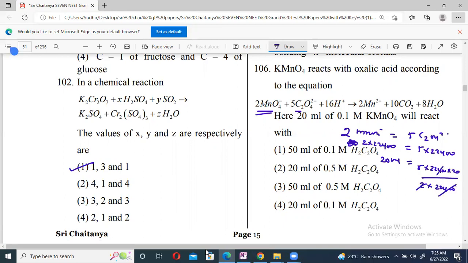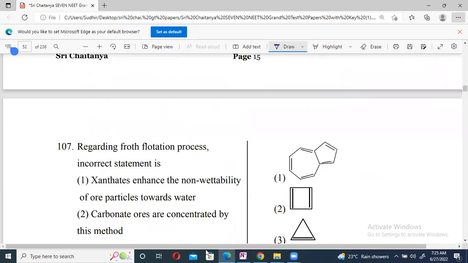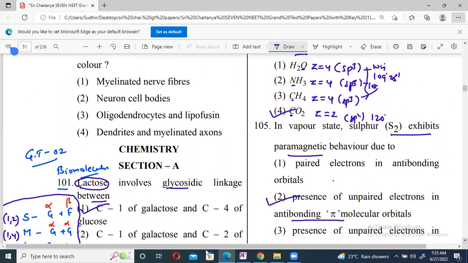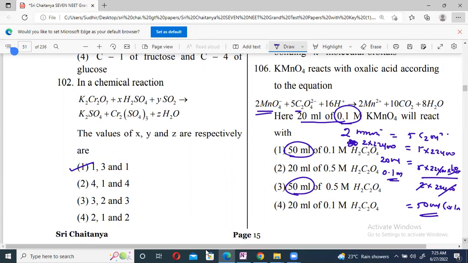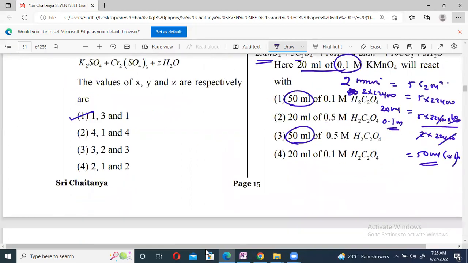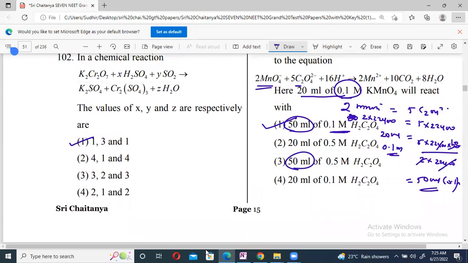These two get cancelled. 2 tens are 10 into 5, 50 ml of oxalic acid. Now 50 ml here and 50 ml here, right? But now it is 20 ml of 0.1, right? So if it is 0.1 molar, it should be what? 0.1 molar. So another one should be 0.1 molar. This should be 0.1 molar. 0.1 molar means this is there. Option 1 is correct, right? First option is correct here.